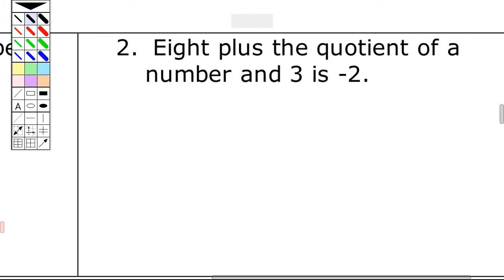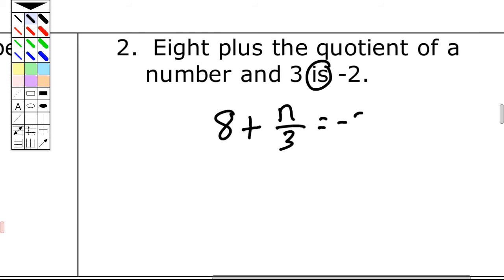8 plus the quotient, I know quotient is something over something, divided by, of a number. I don't know what it is, I'll call it n for number, and 3. The quotient of a number and 3 is, remember, "is" means equals, what? -2. So just like the previous one, we need to isolate that, so let's subtract that 8, get him out of there.